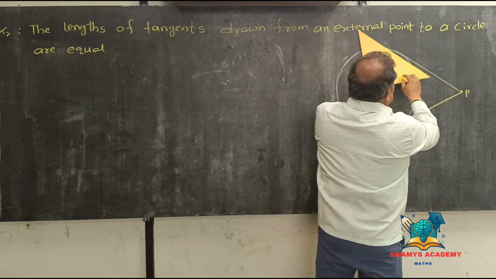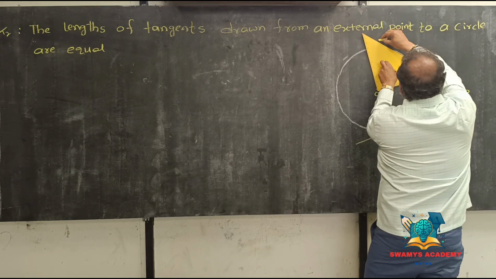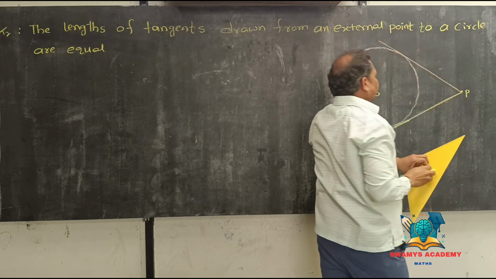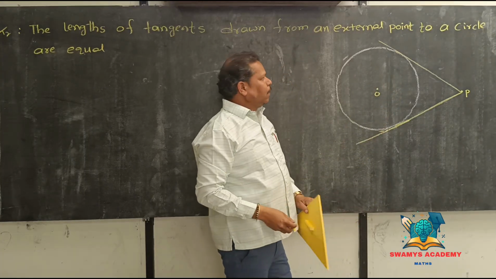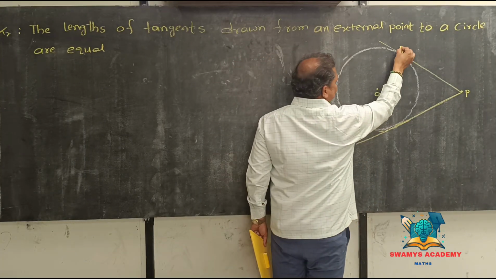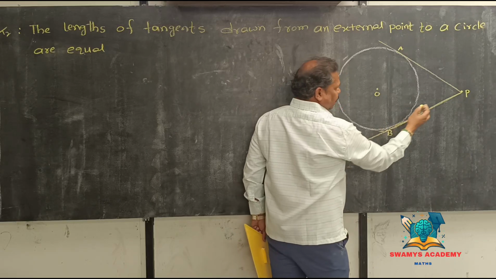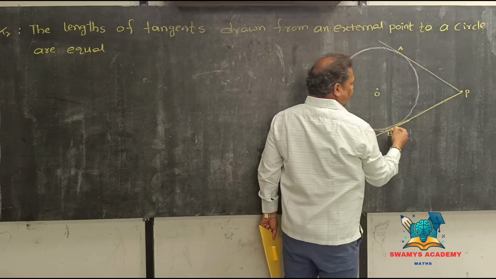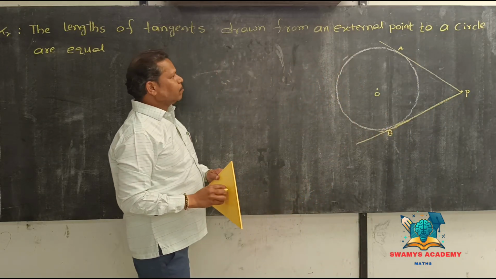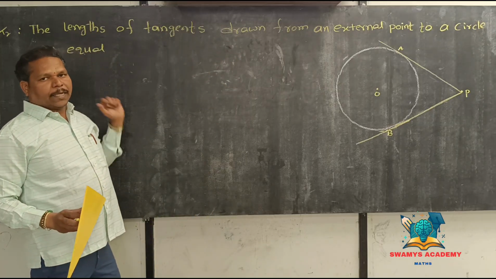What I mean by a tangent is that it touches the circle at one point. It should touch at only one point on the circle. Mark those points as A and B, and PA and PB are tangents. This is the statement of the theorem.